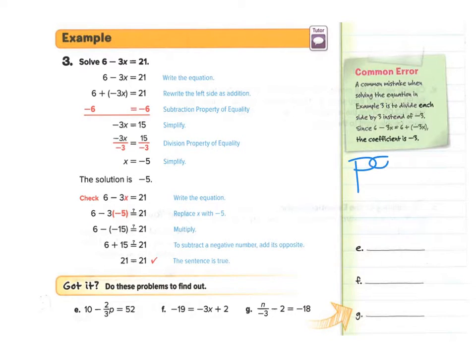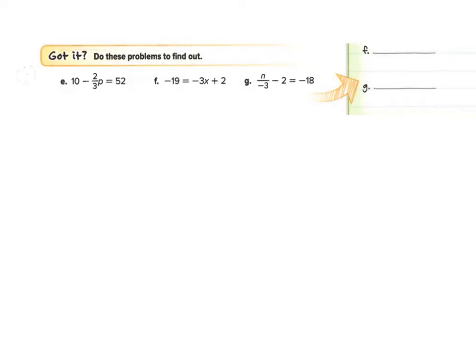Still on page 123. Example 3 has a nice example of how to solve it. We're going to take a look at the bottom at the got it's though. So again, in the interest of time, we're just going to concentrate on a couple of these got it's. We're going to do got it E and got it G because those are the more complicated of the ones. So we're going to take a look here. I have 10 minus 2/3 P equals 52.